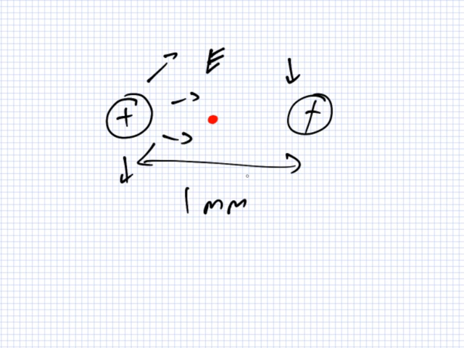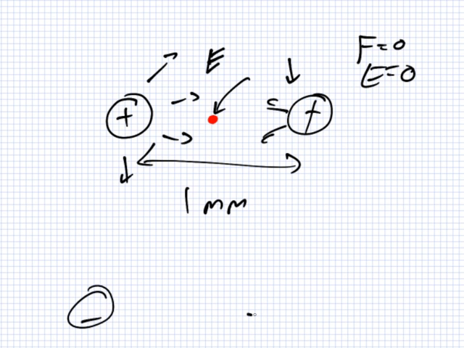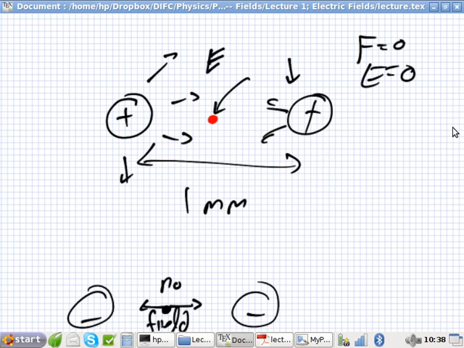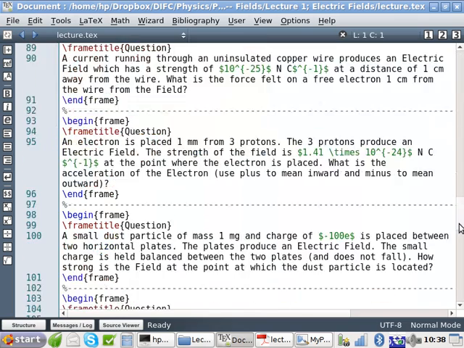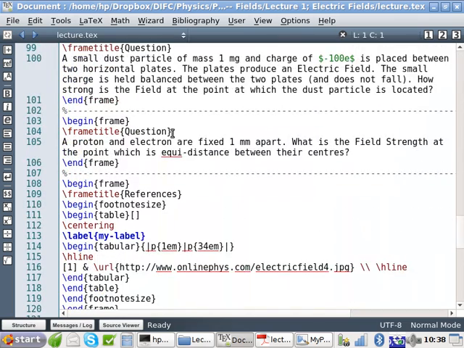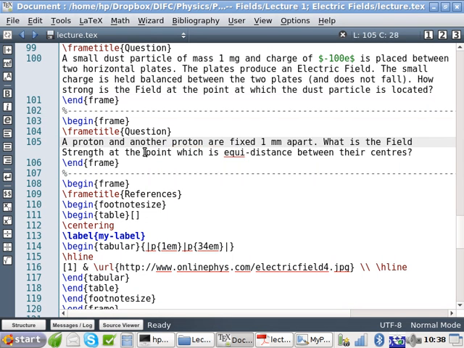So anyway, my point is that because the force F is 0, the electric field E is 0 here in the middle. In other words, the electric fields can actually cancel. If you have two positives or two negatives and you're right in the middle of the two, it's like having no field, because you want to move left and you want to move right, so it cancels. So actually, let me just change that here. I should have said a proton and another proton. Okie dokie.